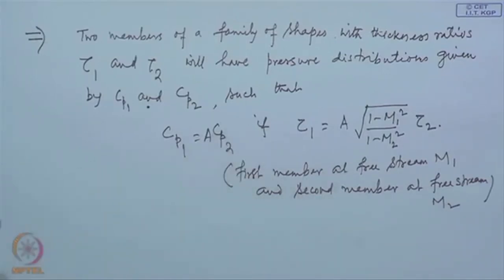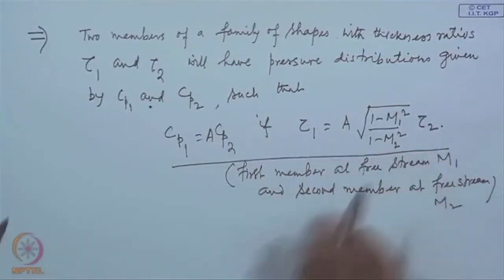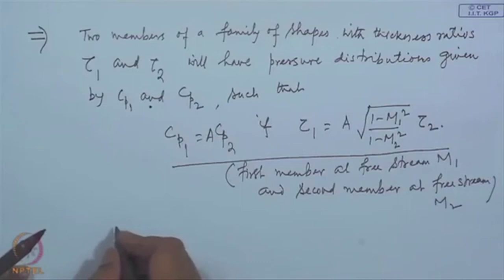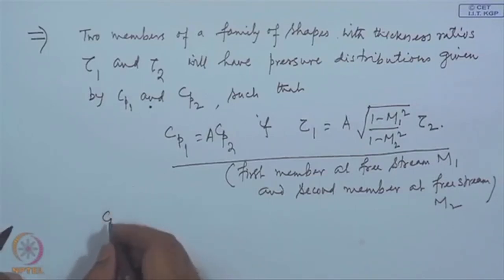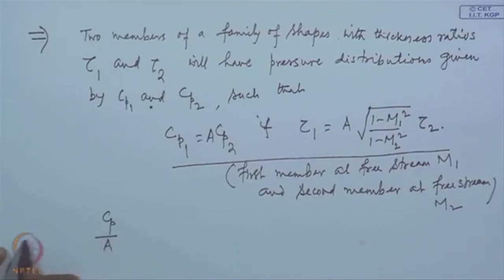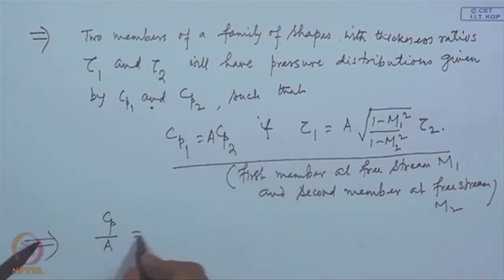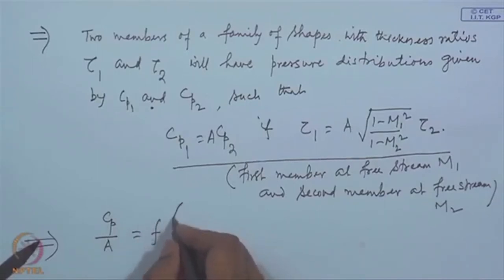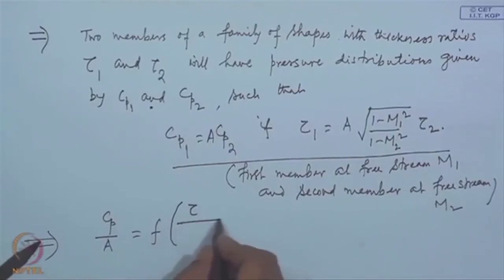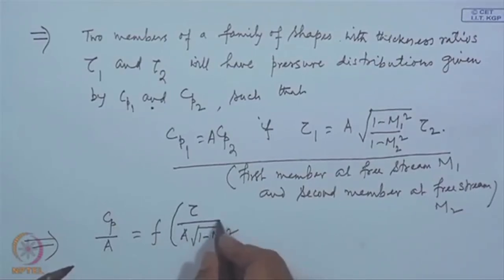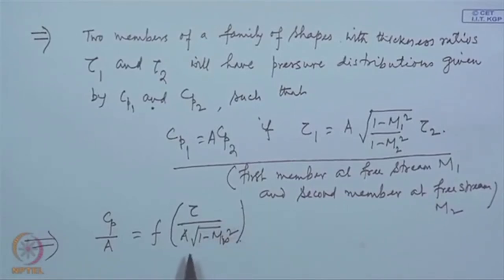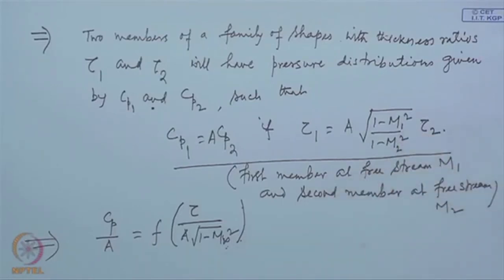Now, these relations we can combine as Cp by A. If we combine these relations, Cp by A is a function of tau by A root 1 minus m infinity square. We are going back to the standard notation of m infinity as free stream Mach number instead of two different free stream m1 and m2.